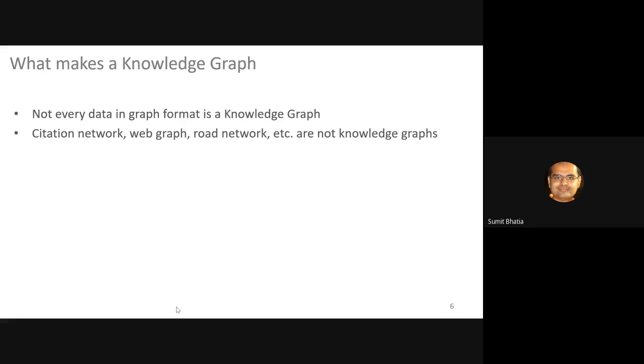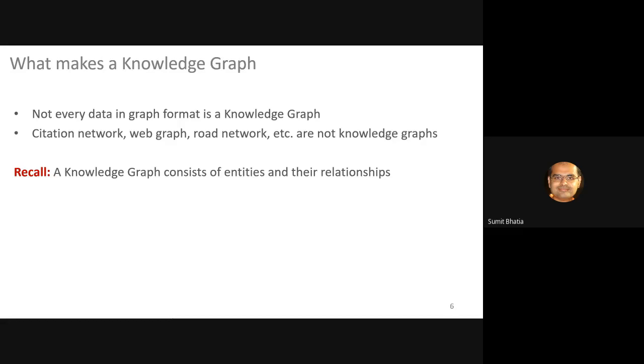For example, let's say there is a citation network, which papers are citing which other papers, or the graph of the web, or road networks, right? Distance between points A and B, or, let's say, the map data which is used by, let's say, Google Maps, etc. So they are also represented as graphs. They have nodes, they have edges, but are they knowledge graphs? I would argue that they are not. So what is it that distinguishes a knowledge graph from some other graph data, right?